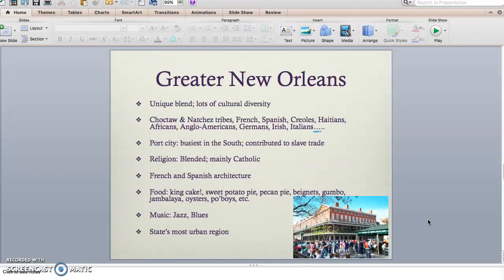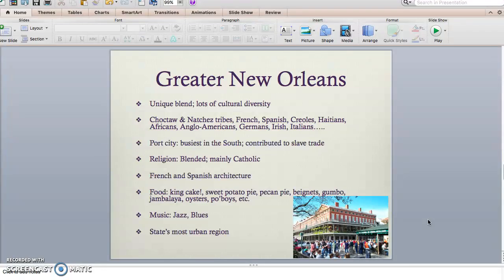Greater New Orleans area, this is a unique blend of culture, lots of cultural diversity. You have Choctaw and Natchez tribes, you have French, Spanish, Creoles, Haitians, Africans, Anglo-American, Germans, Irish, Italians, a whole bunch of different ethnic groups living here. New Orleans is a port city, just like Baton Rouge is a port city, but it is the biggest and busiest port city in the South, and it largely contributed to the slave trade. So a lot of slaves were brought in through New Orleans port.